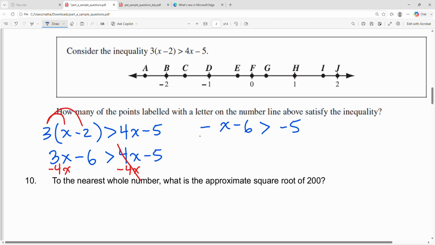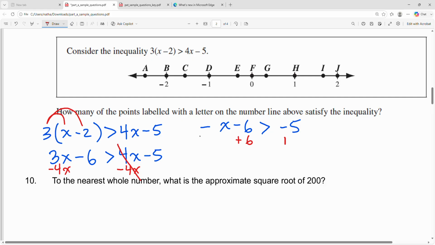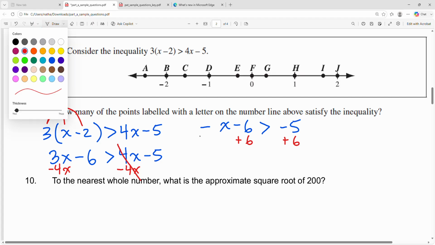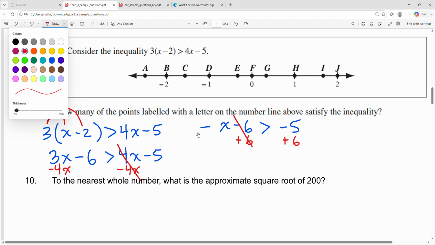Now I've got my x on this side. I've got to get this number over to the right, so I'm going to add 6. I'm going to add 6. And below we will get the following. So, I like to keep that in red first. Those cancel out, right? 6 minus 6 is 0. Now we're just left with this negative x bit.